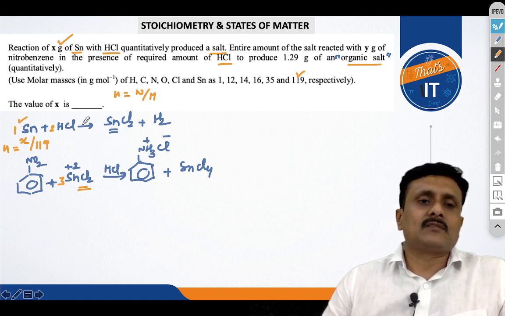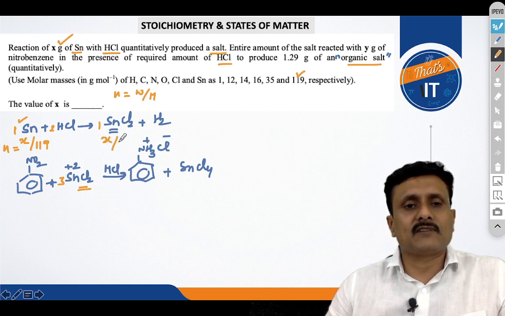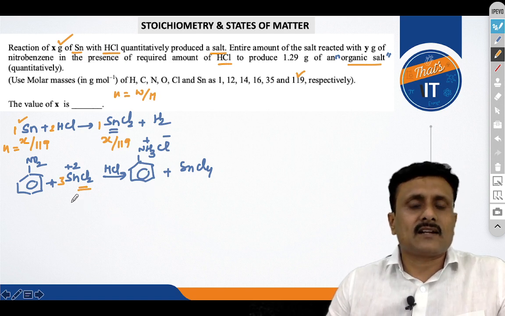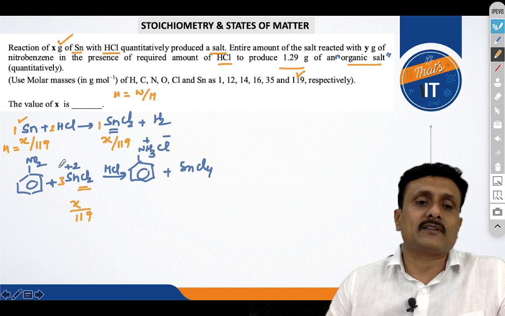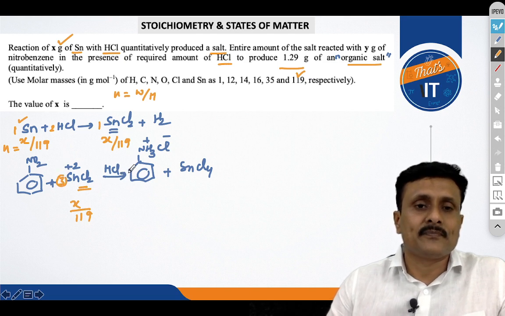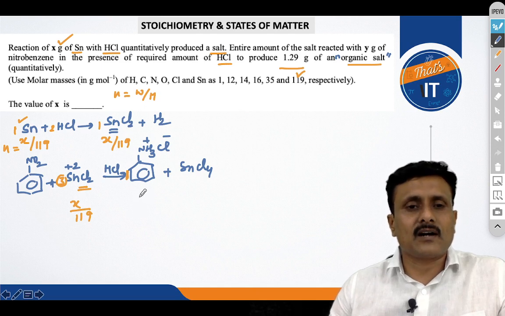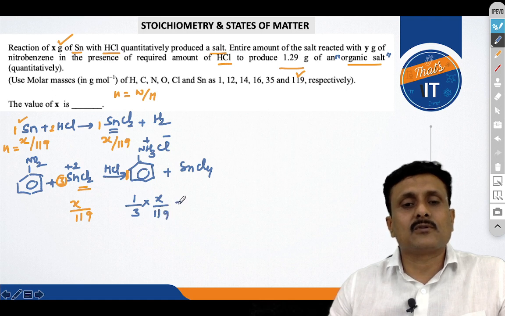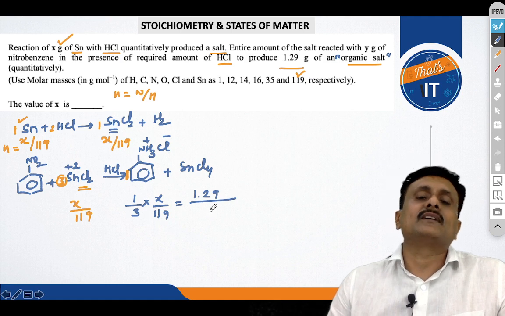So 1:1 is the mole ratio for tin and tin chloride. So you can see for X by 119, you know that X by 119 moles of SnCl2 would be produced as well. And that X by 119 is actually reacting in the second stage to produce 1.29 grams of the organic salt. You can see the mole ratio 3:1 is the mole ratio. So number of moles ultimately of the salt formed are 1/3 of X by 119, which is equal to weight of the salt, which is given as 1.29 divided by the molecular weight of the entire salt.